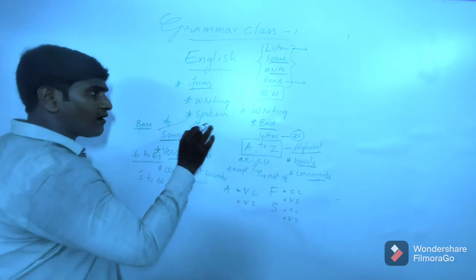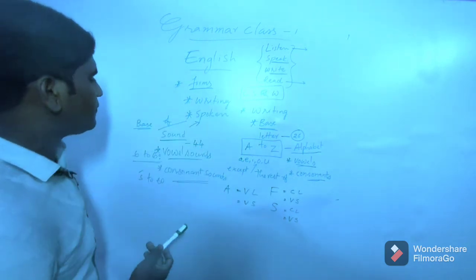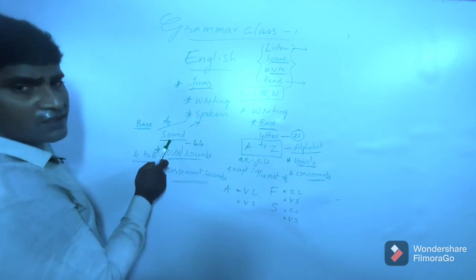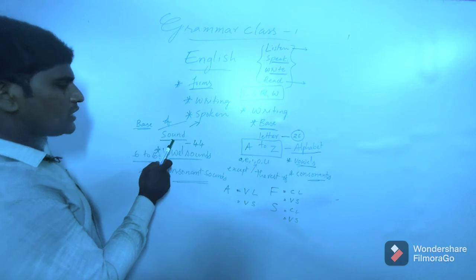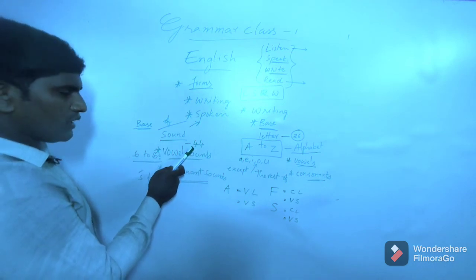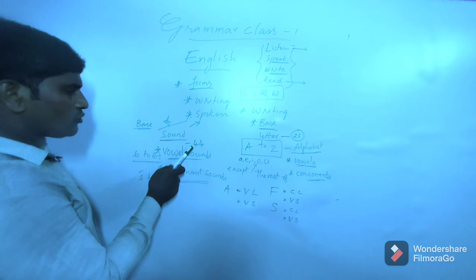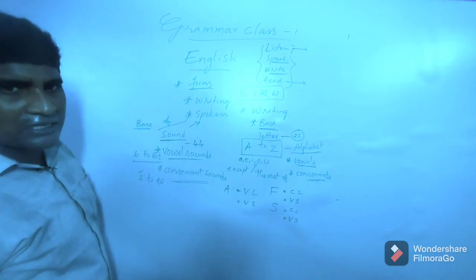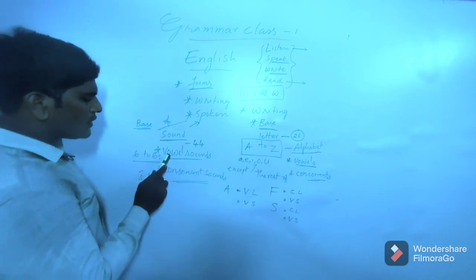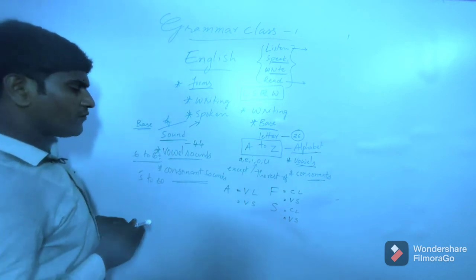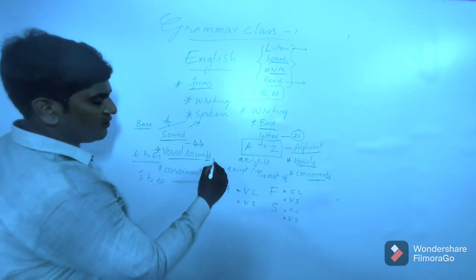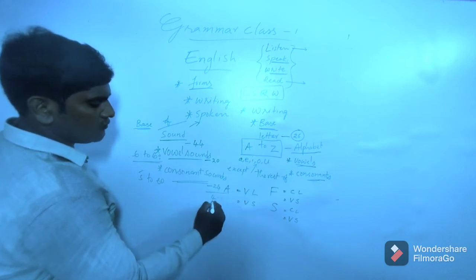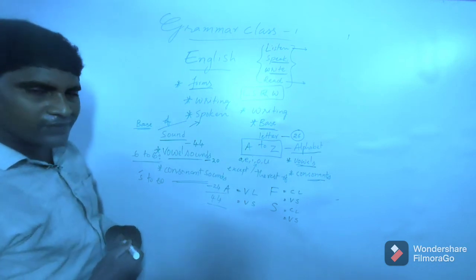As we have another form, the spoken form, what is the base of the spoken form? The base of the spoken form is sound. In the English language, how many sounds do we have? We have 44 sounds. Those 44 sounds are also divided into vowel sounds and consonant sounds. In numbers, we have 20 vowel sounds and 24 consonant sounds, which together make 44 sounds.